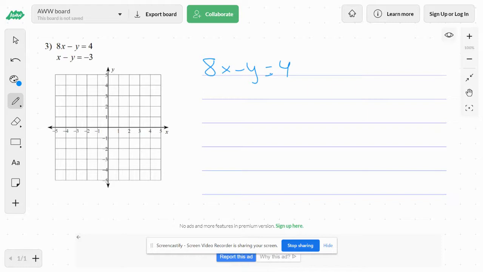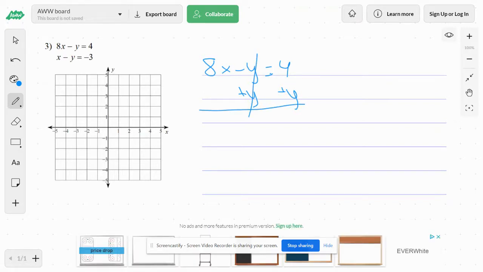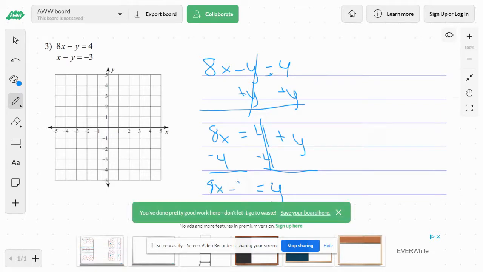Now, not in slope-intercept form, y is not by itself. One thing I could do here, I could actually add y to both sides. I think I might like this better. Now the negative y plus y cancels, and I have 8x equals 4 plus y. Now y is still not alone, but now to get y by itself, I can subtract 4 on both sides. And I get y equals 8x minus 4.